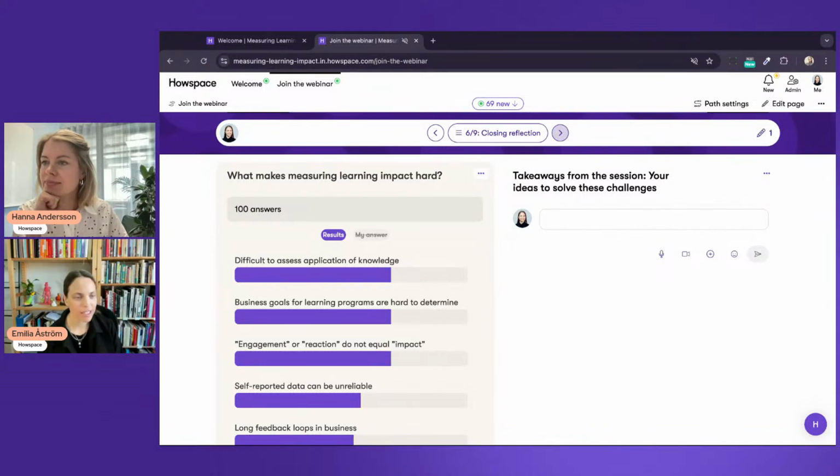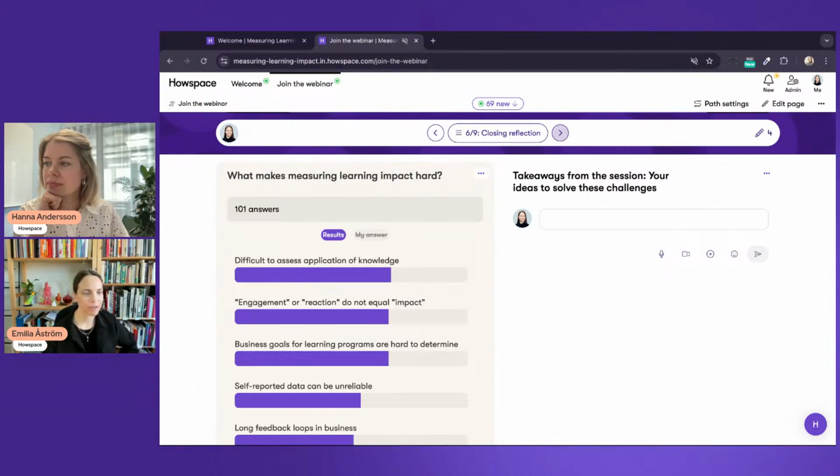So the three main challenges that we prioritized as the most important ones were the difficulty to assess application of knowledge, engagement or reaction does not equal impact, and business goals for learning programs are hard to determine.